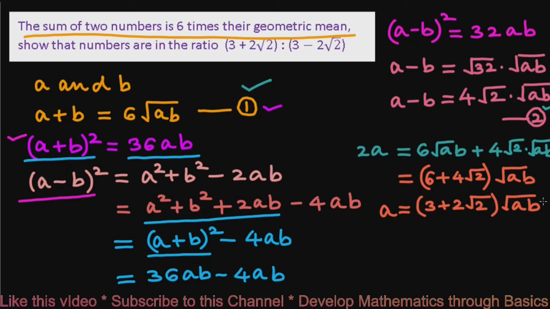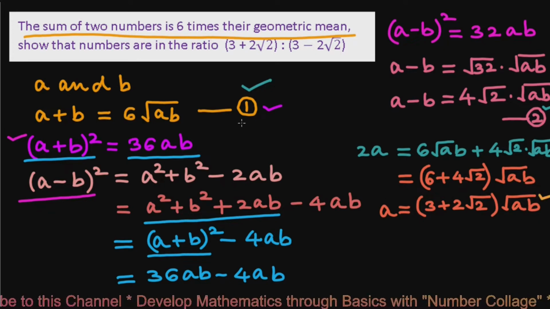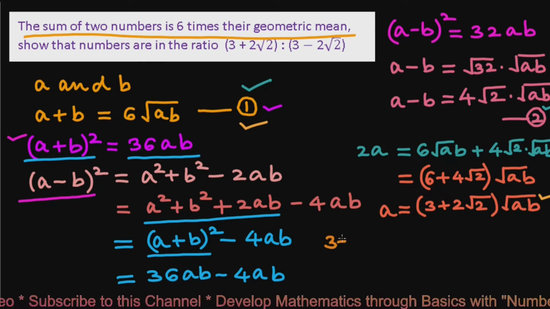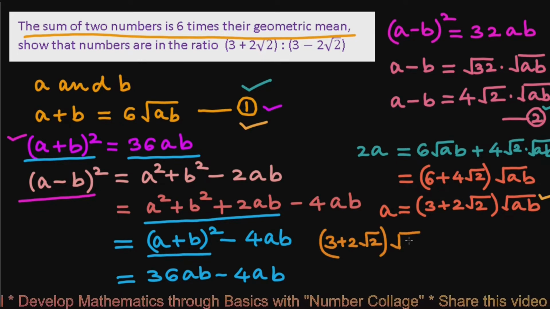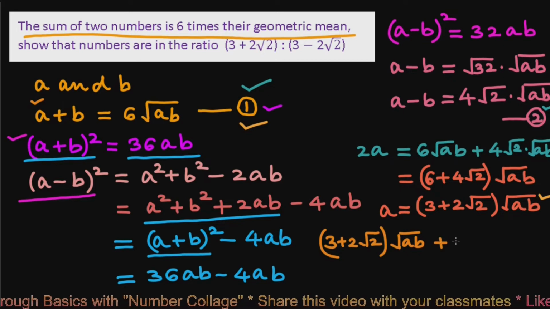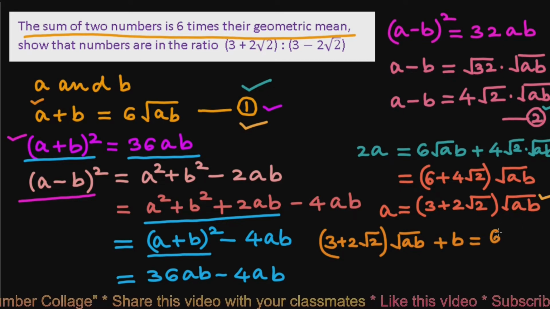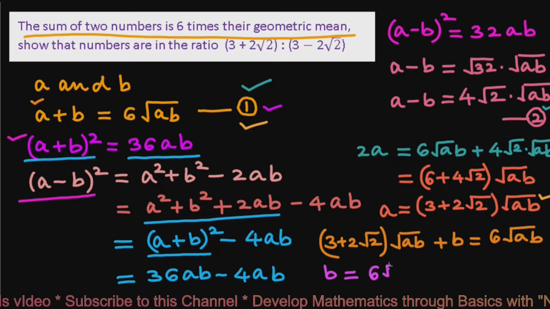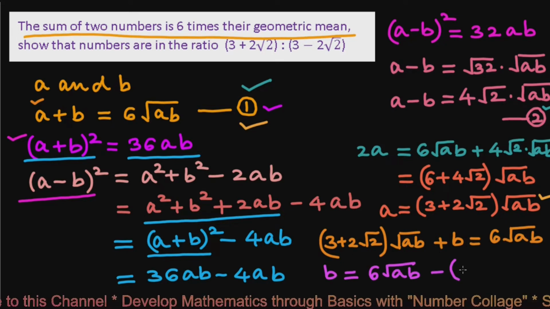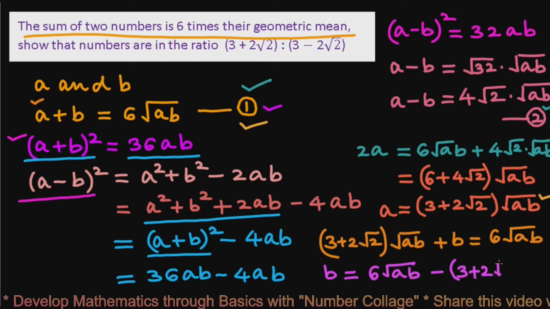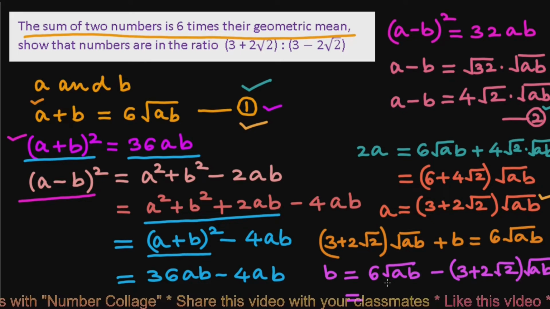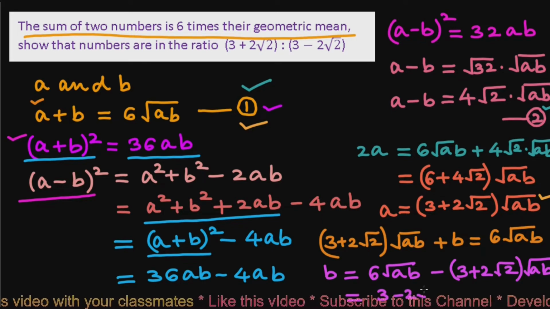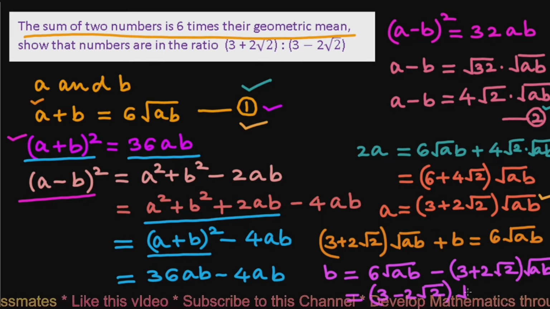We will substitute this value of A in this equation 1. So equation 1 becomes (3 plus 2 root 2) into root AB for this A, plus B equals this 6 root AB. So that gives B equals 6 root AB minus this (3 plus 2 root 2) root AB, which will be 6 minus 3, that is (3 minus 2 root 2) times this root AB.